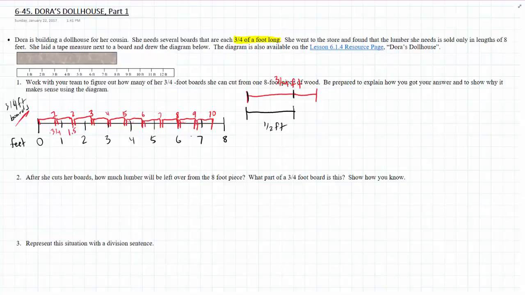Let me go ahead and highlight that all the way here. Okay, so obviously we cannot cut a whole piece of wood because a whole board needs 3/4 foot, and we needed this much. So we can only cut a half foot. So how much of this board does it fit? How much of this board?